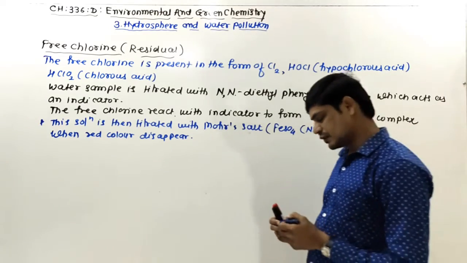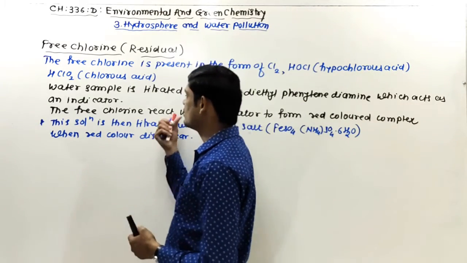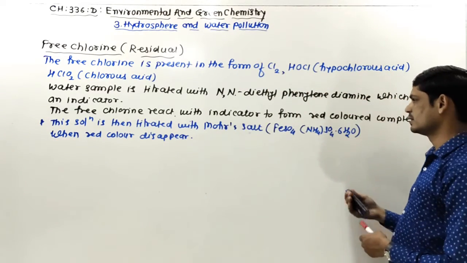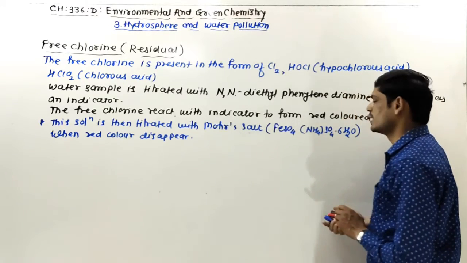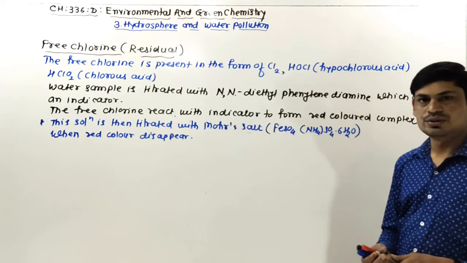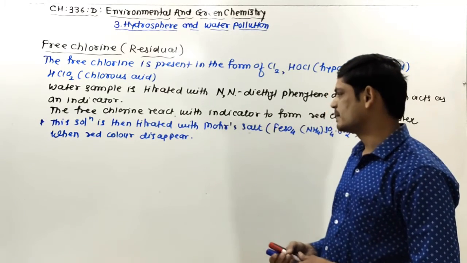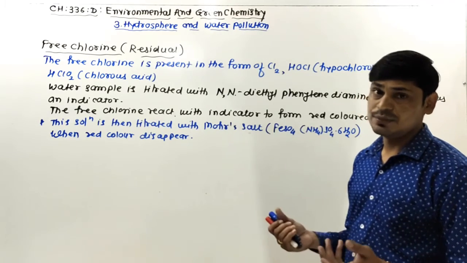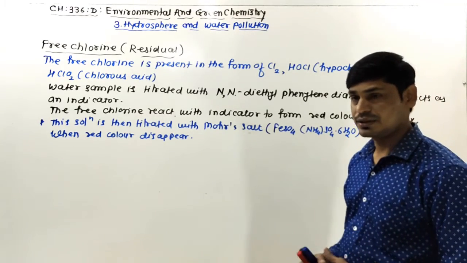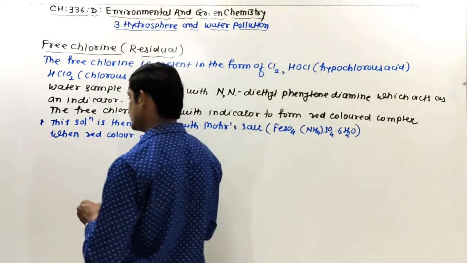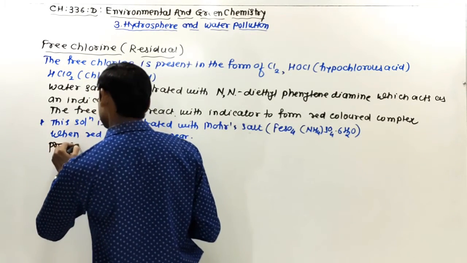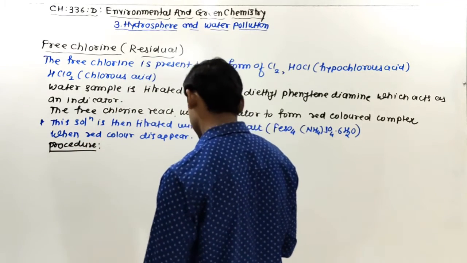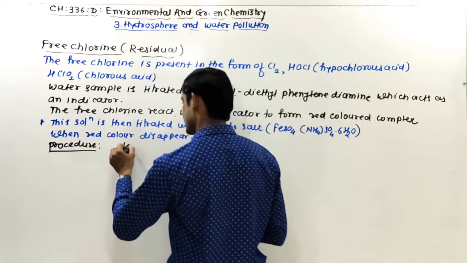If you think about the procedure, it's a very simple procedure. We have to just react the water sample with the indicator N,N-diethyl phenylenediamine. We will get a red colored solution. This red colored solution is then titrated with Mohr's salt. At the end point, the red color will disappear. So for that purpose, take a 100 ml water sample.